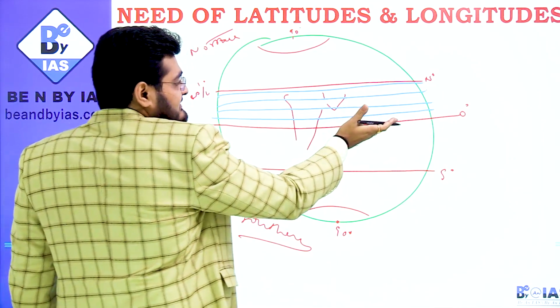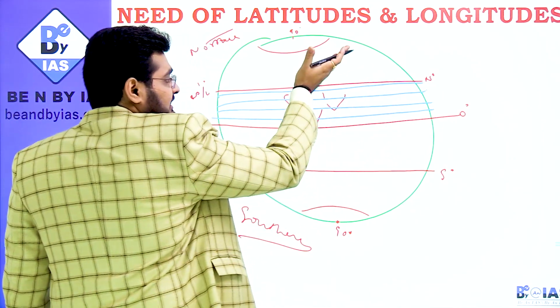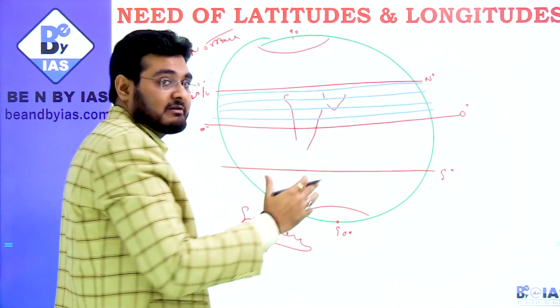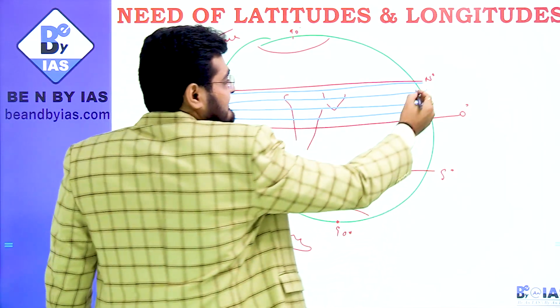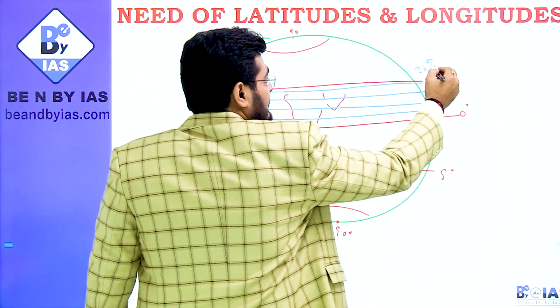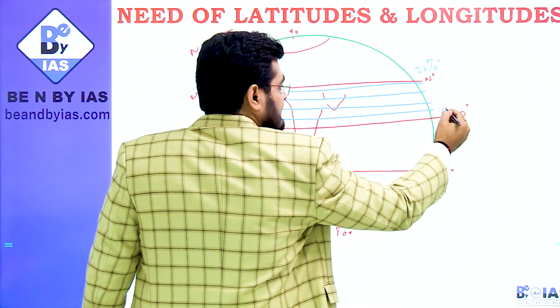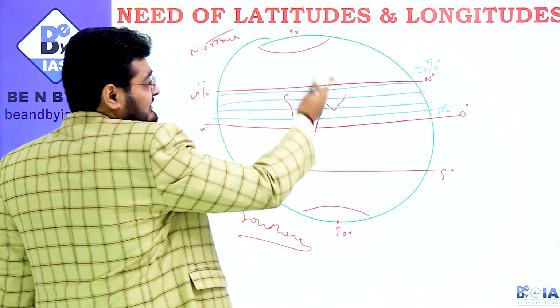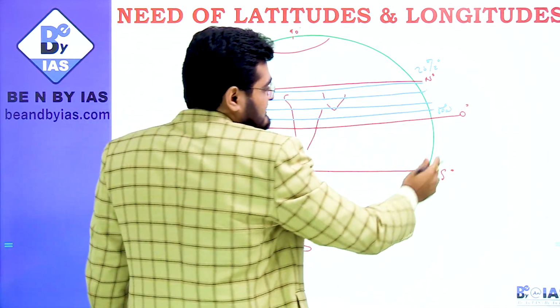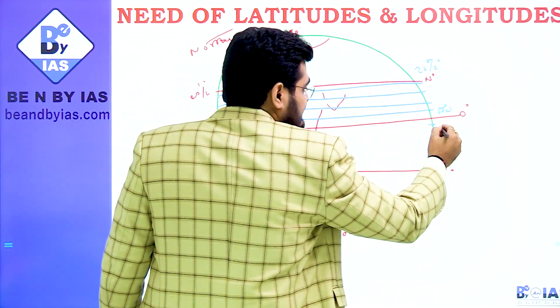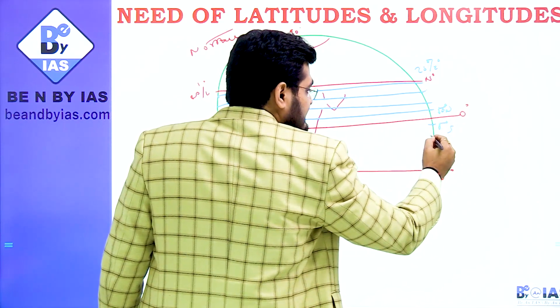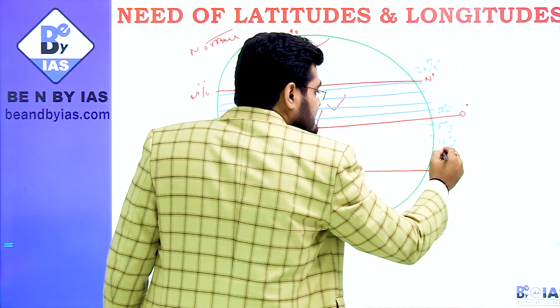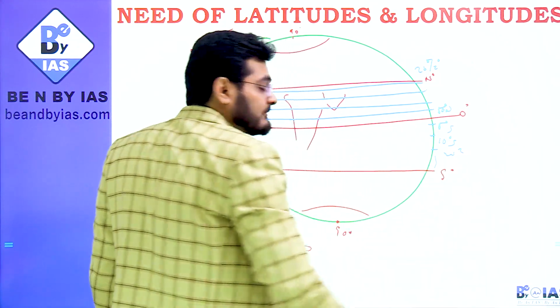Now, all the degrees or all the latitudes above the 0 degree on the upper side will be in the northern hemisphere. That is why this is called 23.5 degree north. Maybe this is 5 degrees north. We won't call it 5 degrees south. Why? Because it is in the northern hemisphere. When we come to the southern hemisphere, this is 0 degree. Maybe this is your 5 degrees south. This is your 10 degrees south. This is your 20 degrees south, and so on.